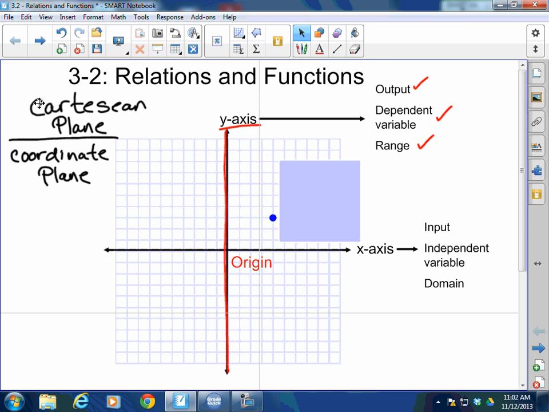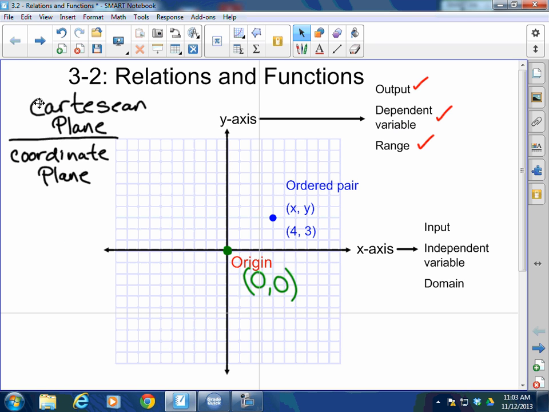Now, the origin. The origin is the point exactly where the x-axis and the y-axis intersect. And this point right here is 0, 0, because there's a 0 value for the x and a 0 value for the y. Now, what did I just do there? I just wrote an ordered pair. An ordered pair is the way that you write points on an xy coordinate axis.